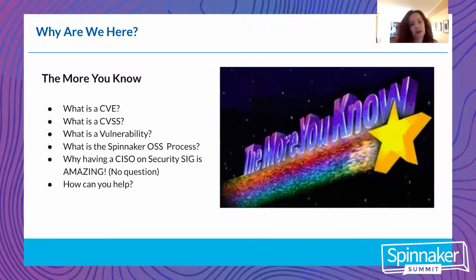So we're going to start off by talking about what CVEs are, why a CVSS score is important, what is a vulnerability, how do you patch it, why do you patch it, what is the Spinnaker open source vulnerability management process, why you want a CISO. CISOs are amazing, that's why. And then how can you help participate in this process?